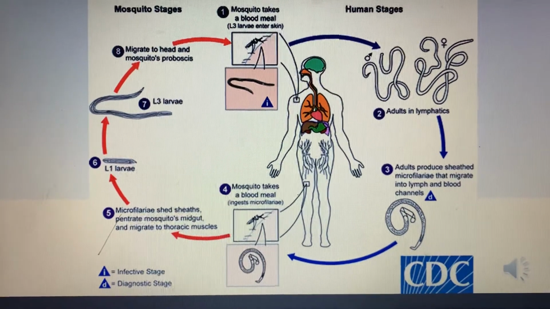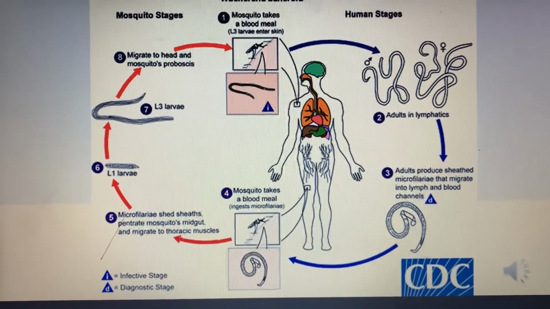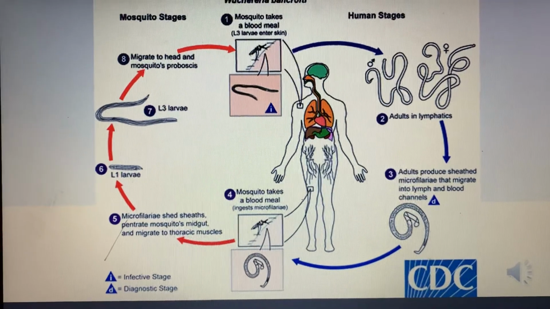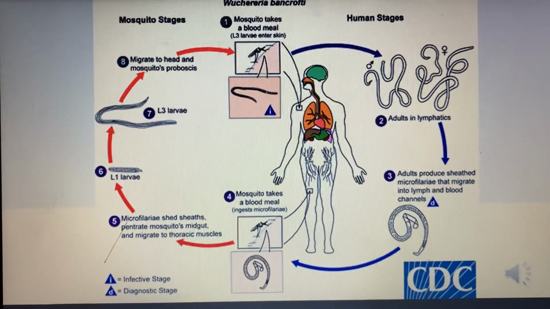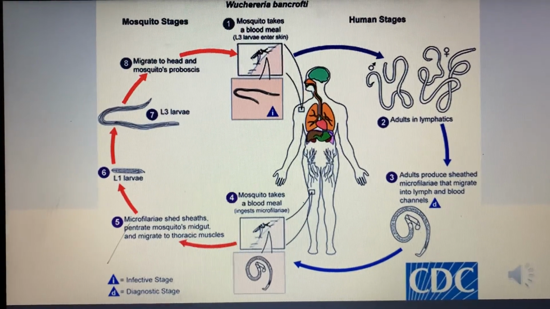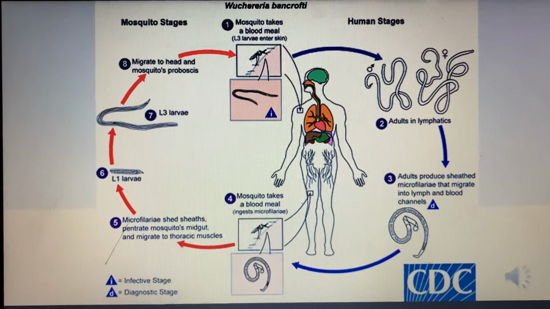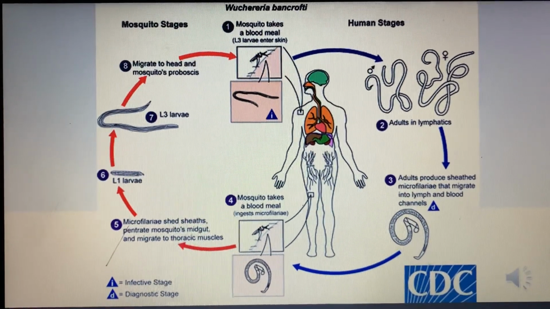The mature adult worms can survive for 5 to 10 years inside the body, and so can the damage of the lymphatic vessels that they caused. The immune system's response to their presence can result in the various symptoms that we talked about earlier.